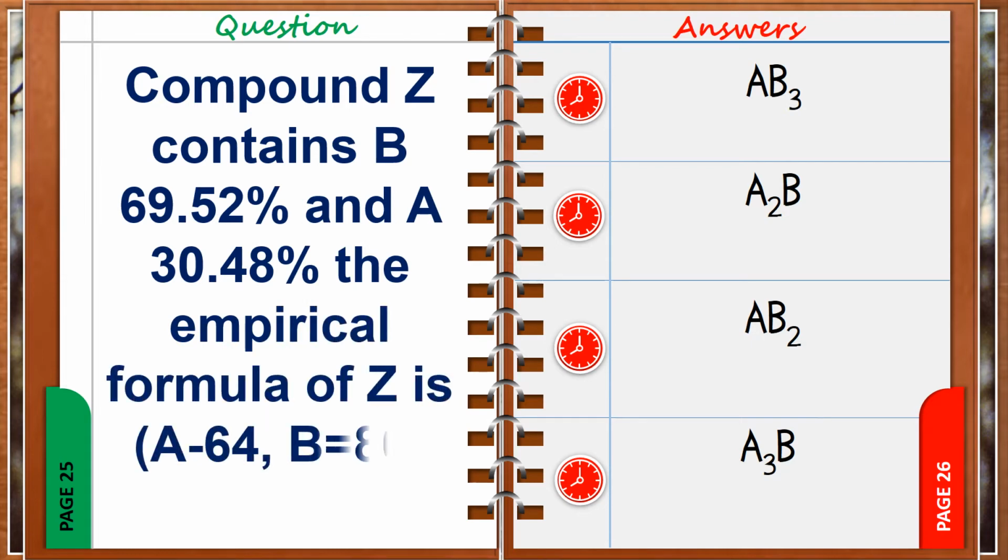Compound Z contains B 69.52% and A 30.48%. The empirical formula of Z is, given that A equals 64 and B equals 80. A3B.